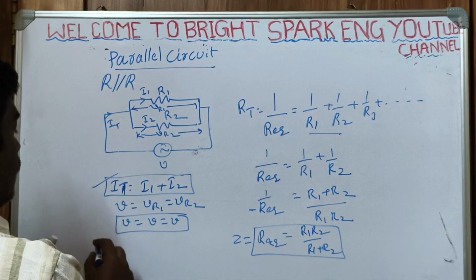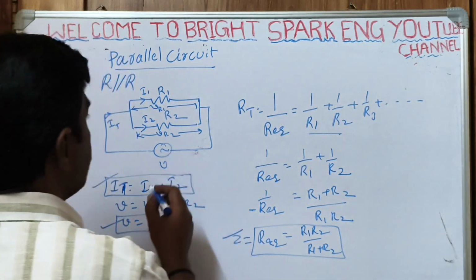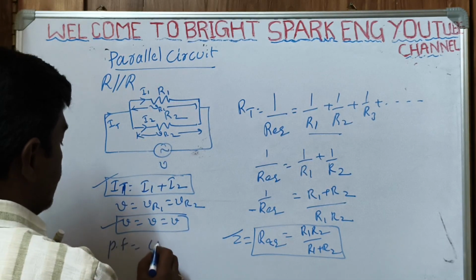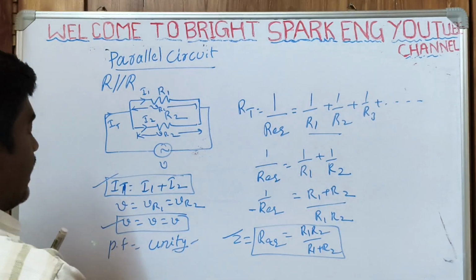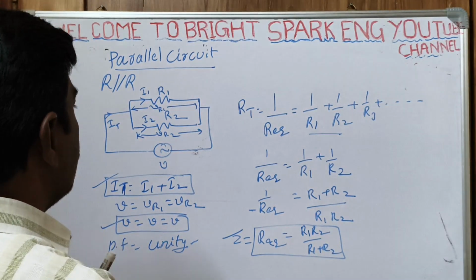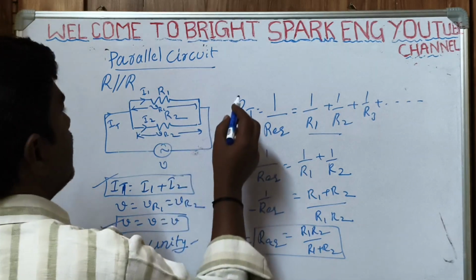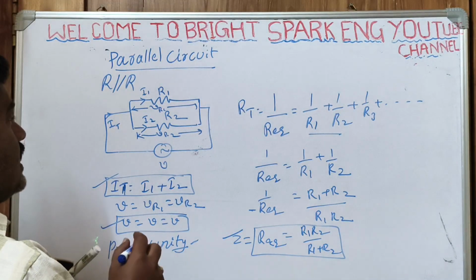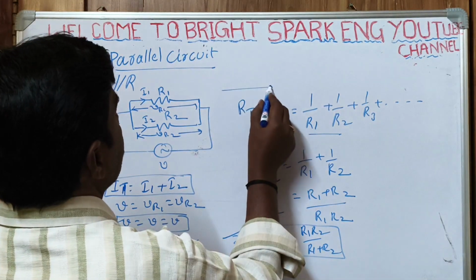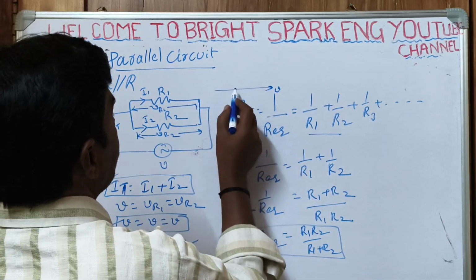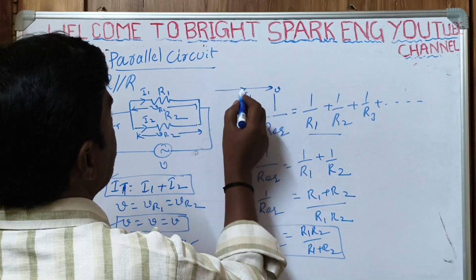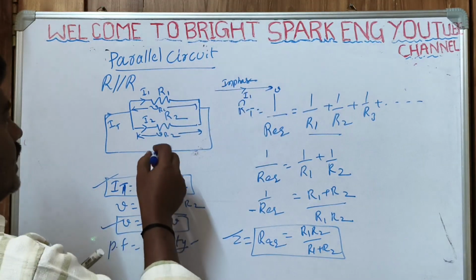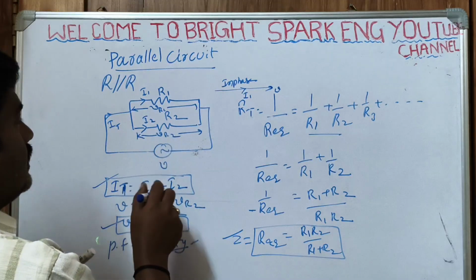Here we find the total current I from V by Z. This circuit is a purely resistive circuit. That's why the power factor of the circuit is unity. The voltage and current are both in phase, because both resistors are connected in parallel. This is a purely resistive circuit.